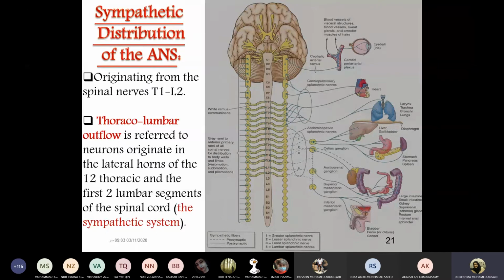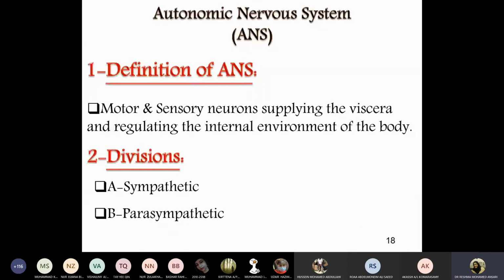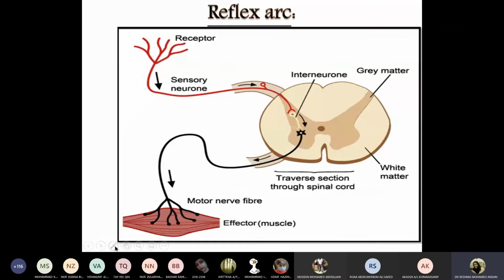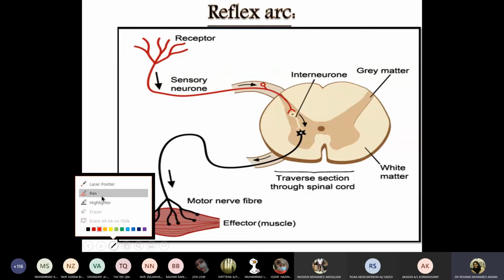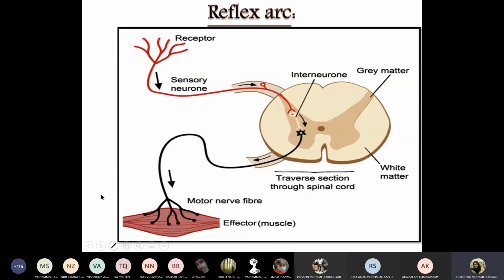If you want to see where the lateral horn is, I will show you here. So wait. Can you see my laser pointer or pen here? Yes. The red dot there.